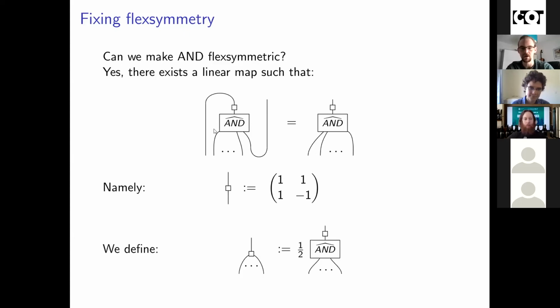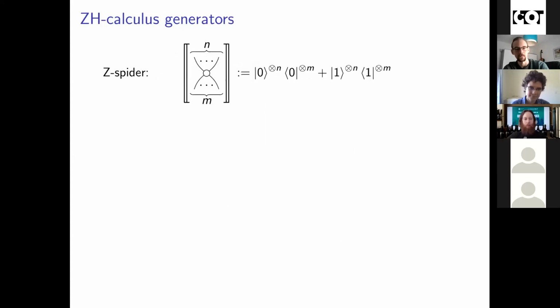So then let us define this new thing, which I call an H box, which is completely symmetric in all the ways you would want. And we define it with the scalar half for technical reasons. And yeah, it's this thing. Okay, so that gives us the two main generators of the ZH calculus.